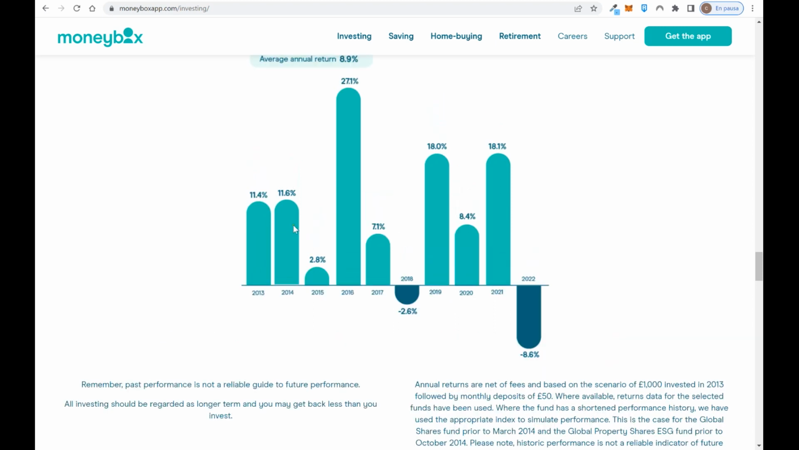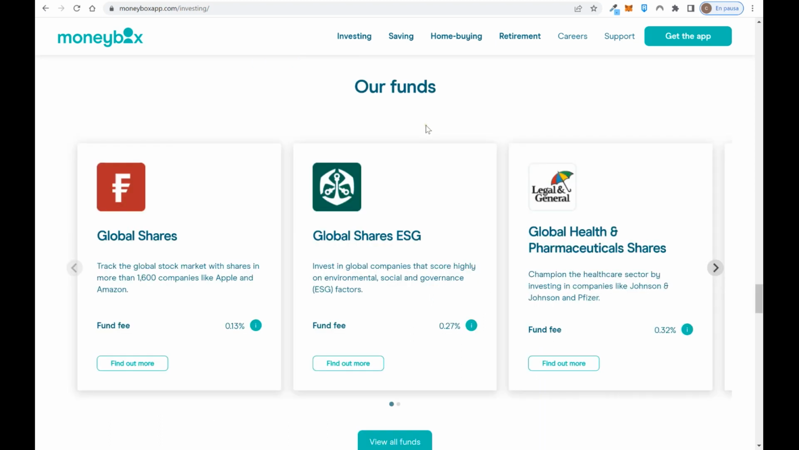If you look at the performance, past performance is not a guarantee of future performance, but you can see that in most of the years you are going to generate returns. But for example, 2022 was a really tough year, and if you invest in this type of asset, you would have ended in red.